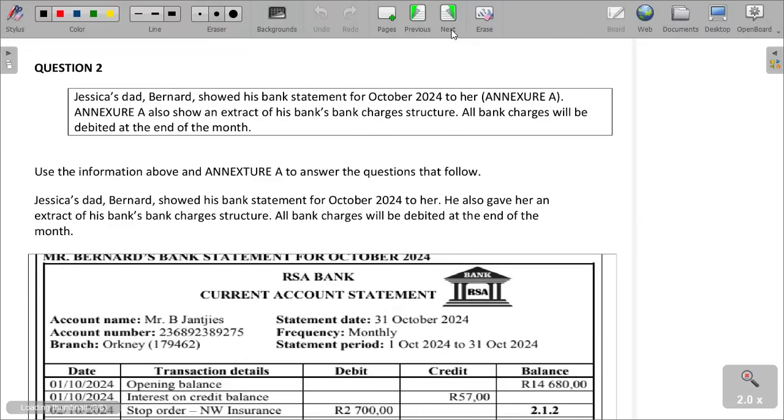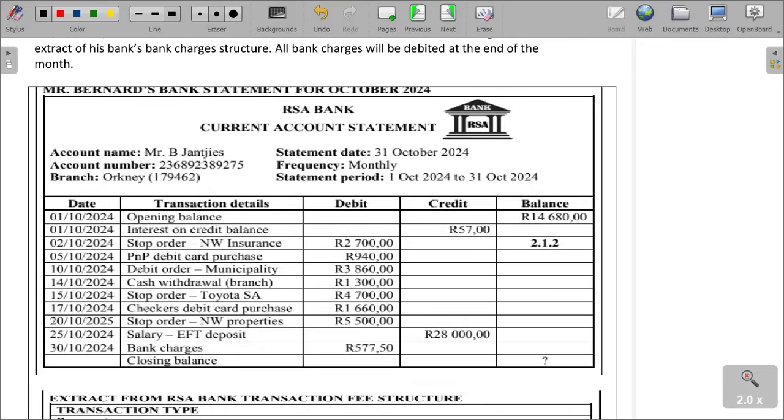We have got question two. Question two is saying Jessica's date, Bernard, showed his bank statement for October for Annexure A. Annexure A also shows an extract of his bank charges structure. All bank charges will be debited at the end of the month. So this is our Annexure A here, to answer the questions that follow.